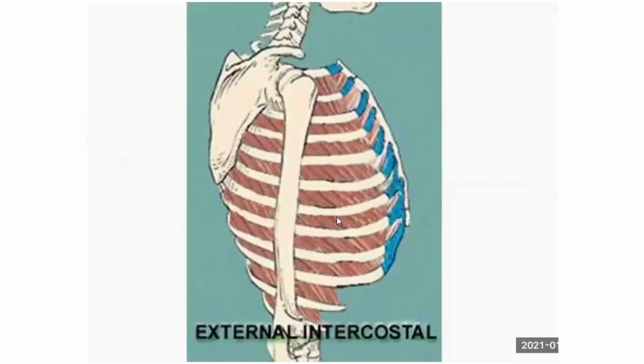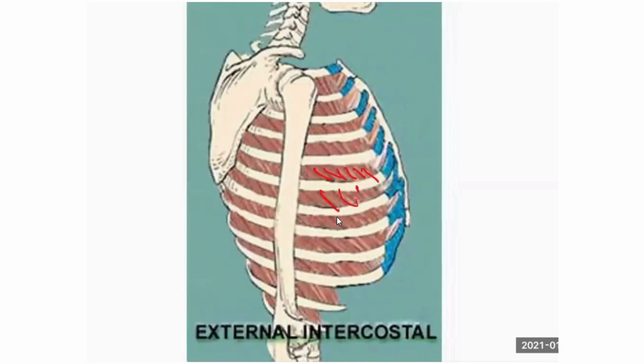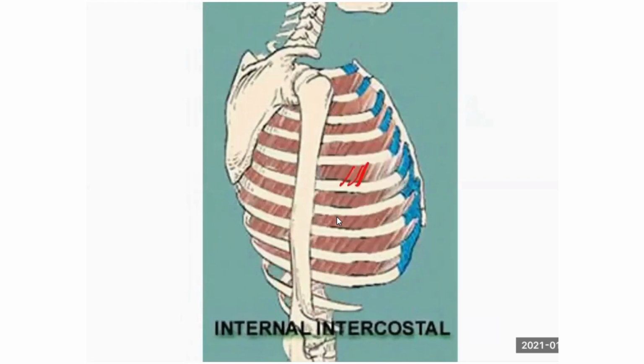The first intercostal muscle is the external intercostal muscle, whose fibers run downwards. Next muscle is the internal intercostal. Downwards laterally. This is downwards medially. Am I right? Like this, it is coming downwards medially towards the sternum. This is downwards laterally, away from the sternum. We are talking about the intercostal muscles.